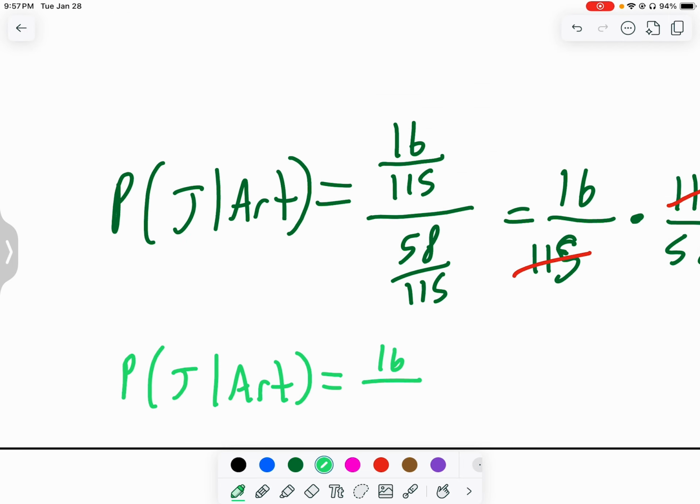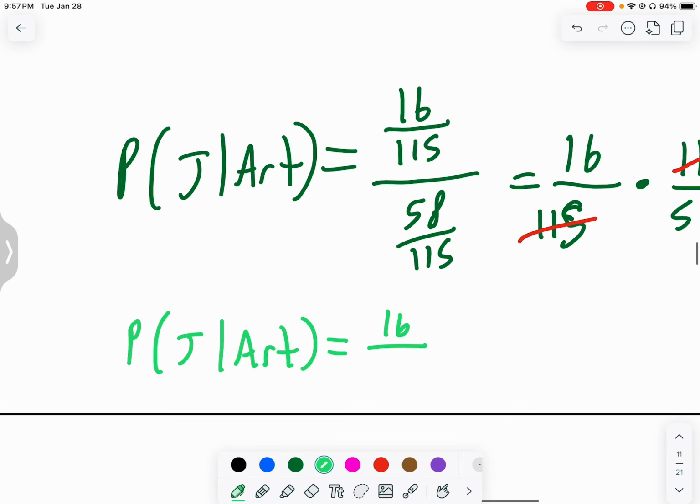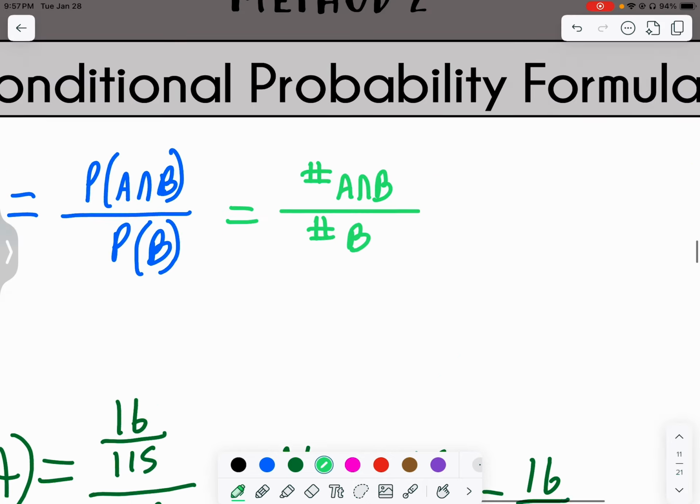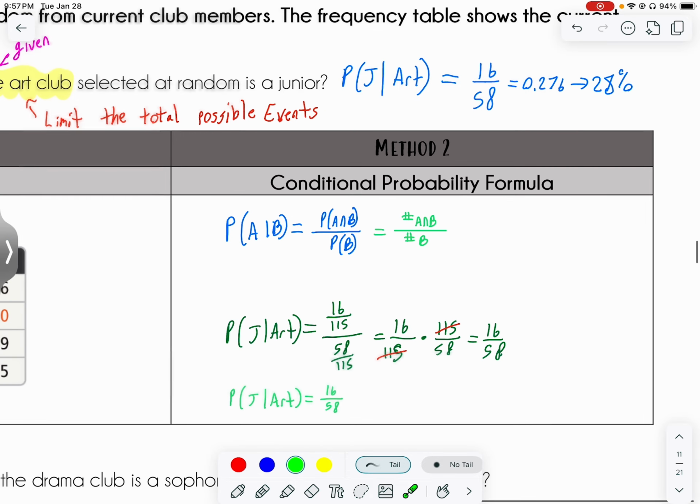And how many are just in art? Well, over here, that's 58. So this is one more way that you can think of it. Technically, this way, by thinking of just the numbers, isn't really correct in a mathematical sense, but it is a useful way to think through a problem.